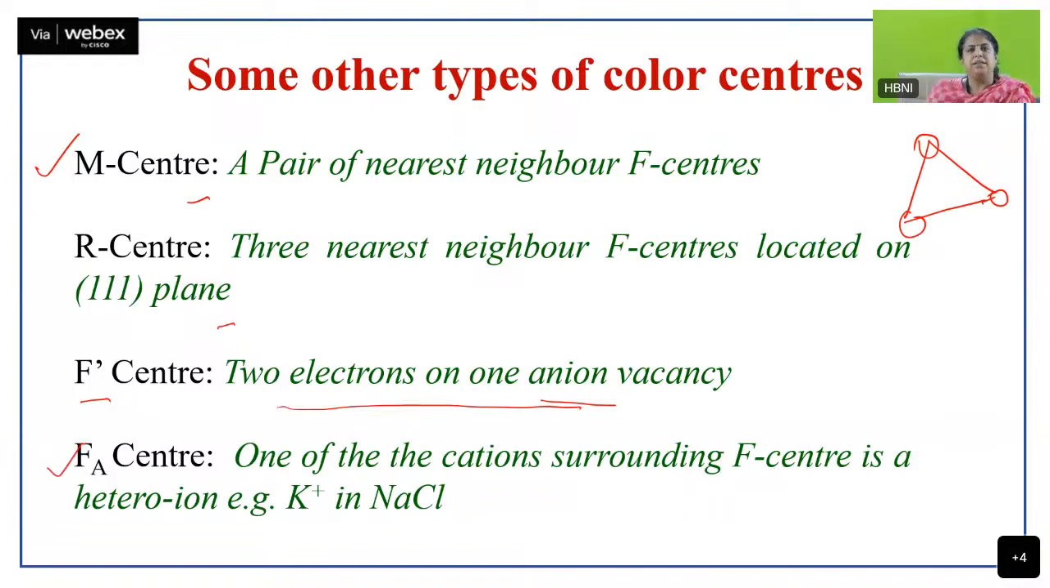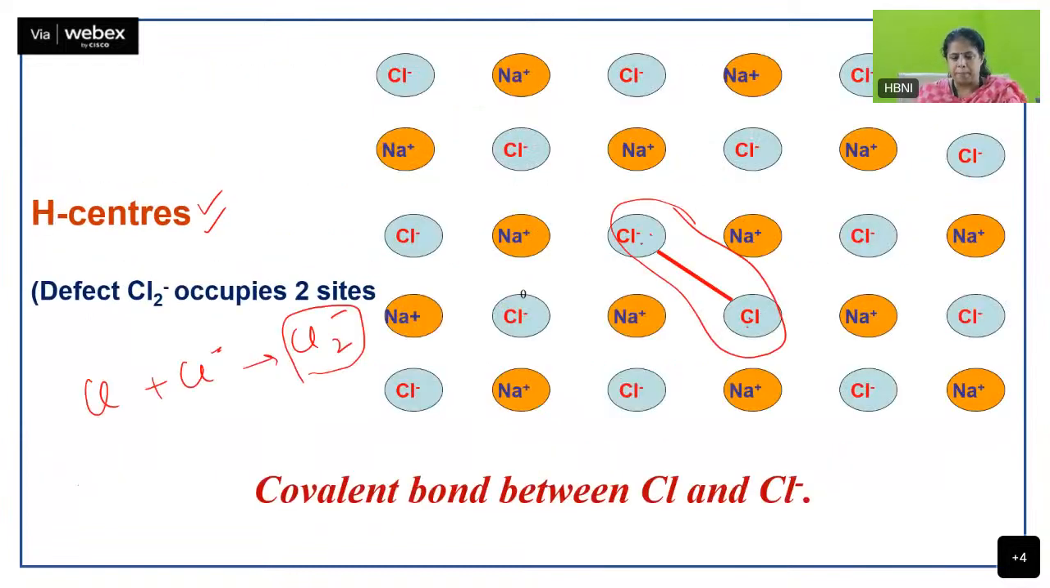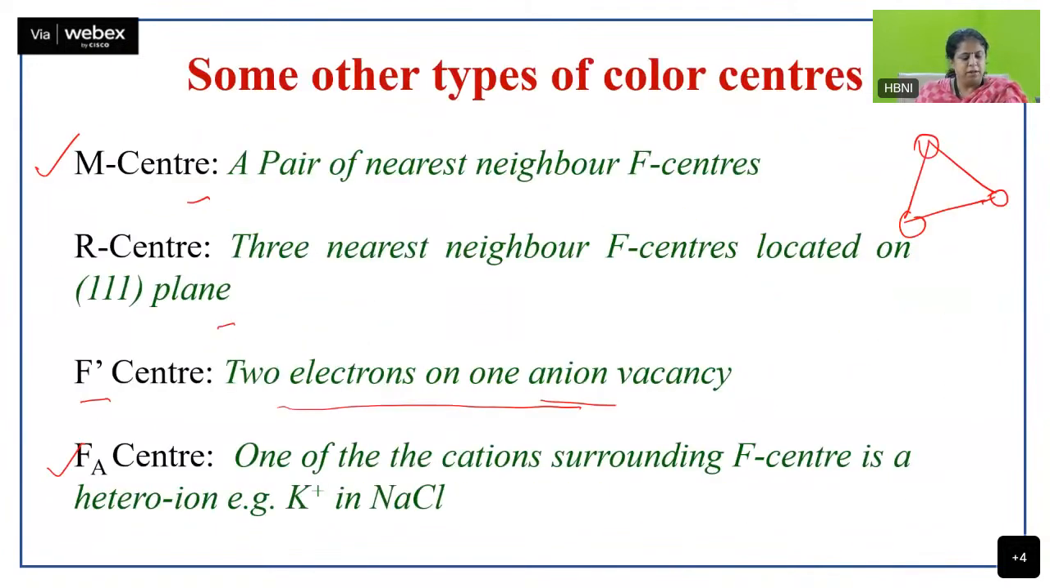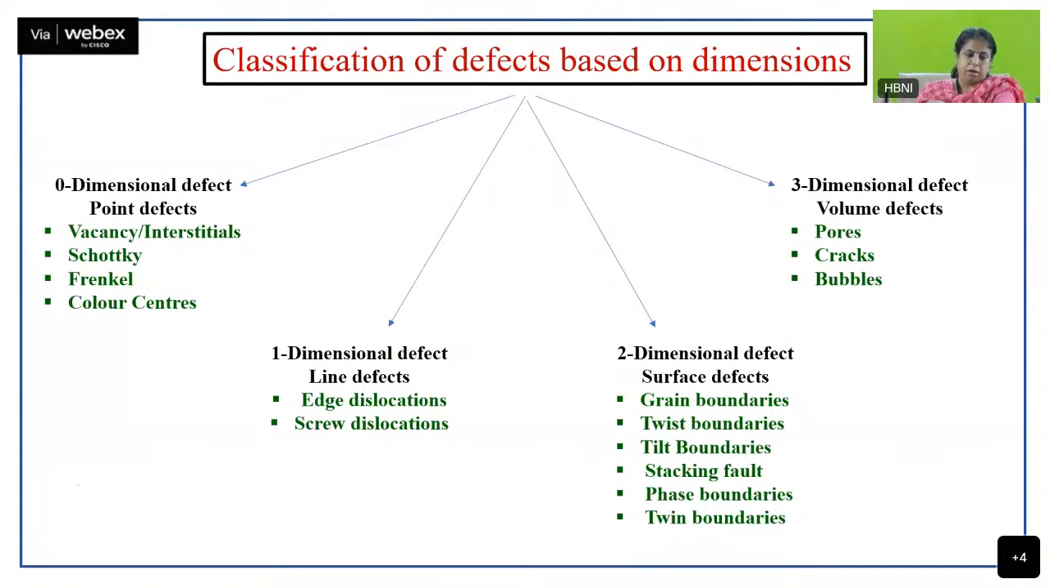Fa center is actually an F center. Here your F center was surrounded by all Na plus. If one of these Na plus was K plus, that is called an Fa center. That is, an Fa center is when one of the cations surrounding the F center is a heteroion. It does not belong to that particular material. All right. Okay. Now, this was thermodynamic defects and F centers.